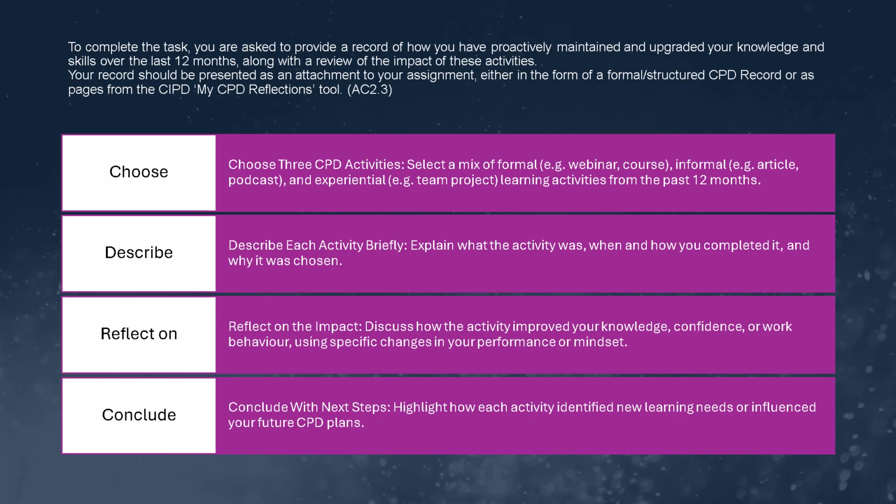To complete AC 2.3, I need to reflect on 3 CPD activities from the past year that have positively influenced my behavior or work performance. These could be formal learning, like attending a CIPD webinar, informal experiences like watching a YouTube video on inclusive hiring, or practical work projects that stretched my skills. For each activity, I'll briefly describe what it was and explain its relevance. Then, I'll reflect on how it changed the way I think, behave, or work.